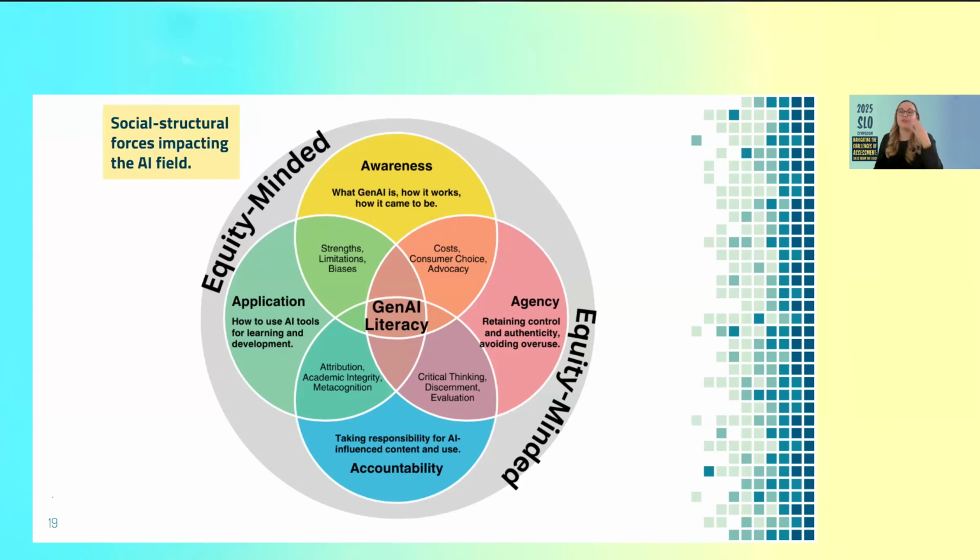So when we were thinking about what is AI, how does it work, where did it come from, we're also talking about the forces impacting the AI field. If we think about the history of AI, who's most likely to be represented in the engineers who are building and training AI? We can think about, of course, the inequities in training data and the biased outputs that occur. That's somewhere between awareness and application, right?